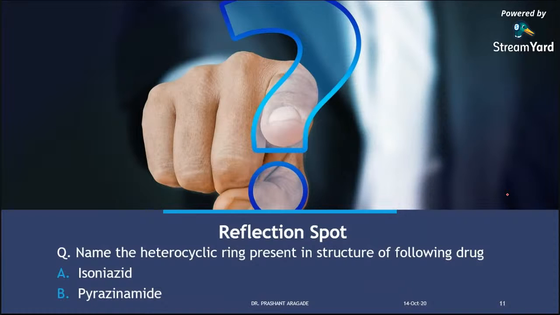I want the name of the heterocyclic ring present in the structure of isoniazide and pyrazinamide. Mangesh Katkar, your answer is wrong. Very good, Rajeshri. Very nice, Simran, Jagruti, Pooja. Okay, for isoniazide, the ring is pyridine, and for pyrazinamide, the ring is pyrazine. So pyridine and pyrazine is the answer to this question.